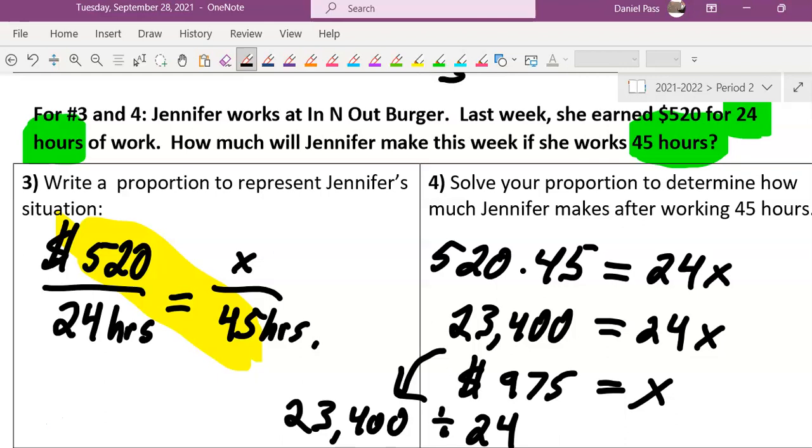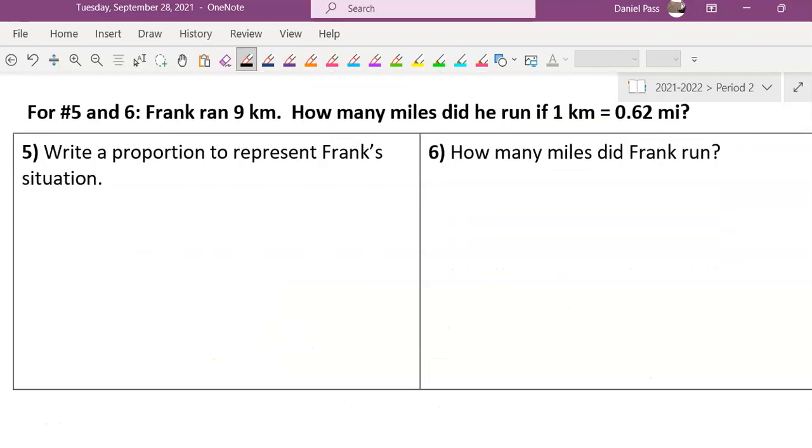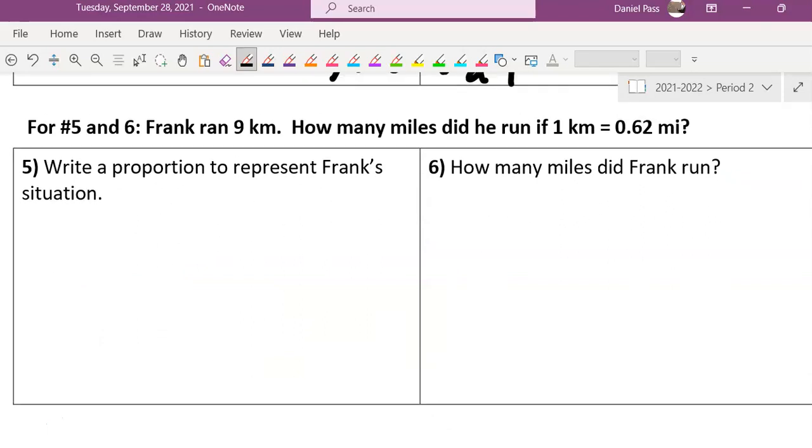So Tay, how many miles? Franklin ran 9 kilometers. How many miles though, if 1 kilometer equals 0.62? Okay, so what do we need to keep in mind here? Kind of like the last problem. What do we need to keep in mind when we write our proportion? Can you step a little closer to the mic, please? Thank you.